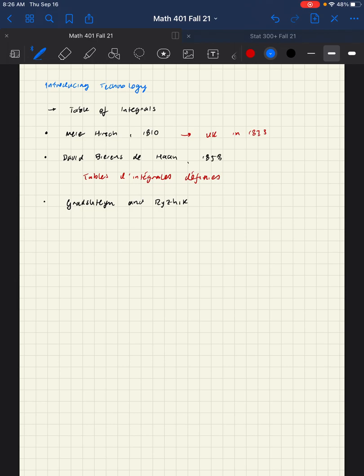Before we get into that, though, we should talk about how this was used, like why they needed tables of integrals, right? So the very first interesting application that I could scour is the development of Fourier analysis.